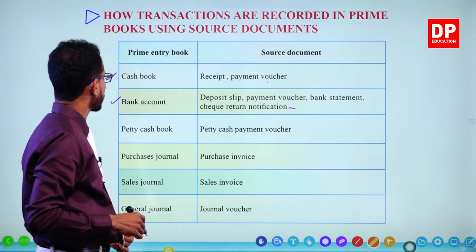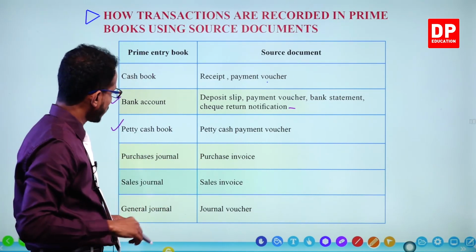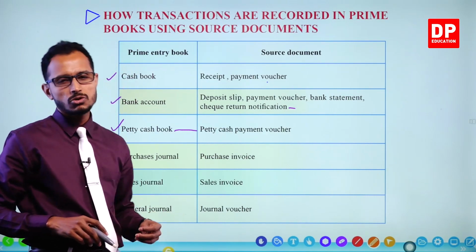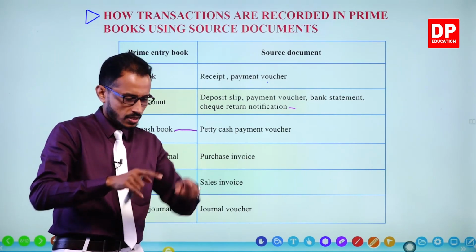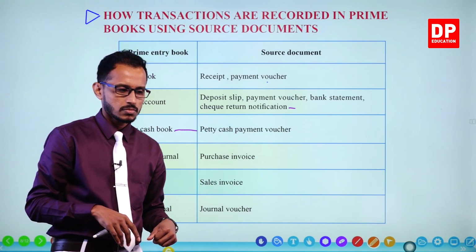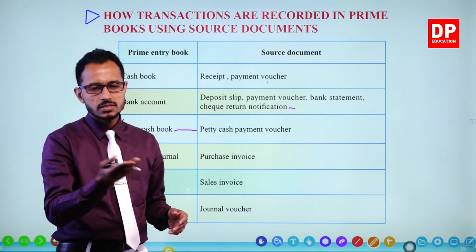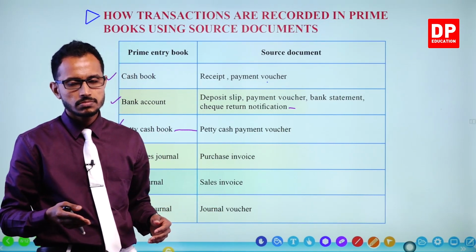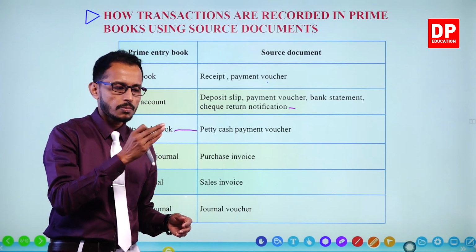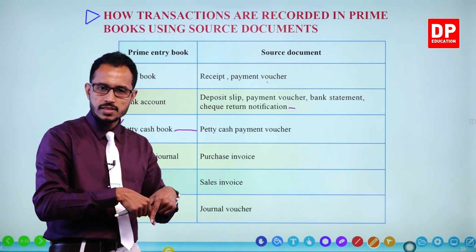Okay. Then we have the petty cash book, children. For the petty cash book, the relevant source document is the petty cash payment voucher. It's a small printed book with many petty cash vouchers. There are printed petty cash voucher books that you can buy.